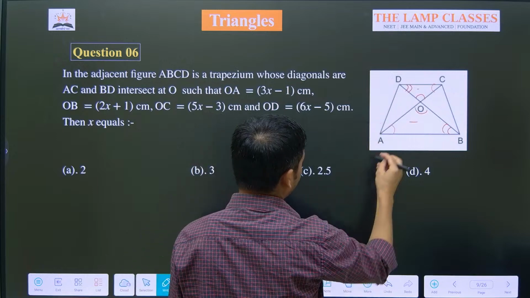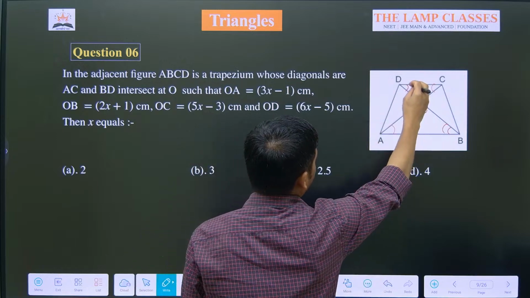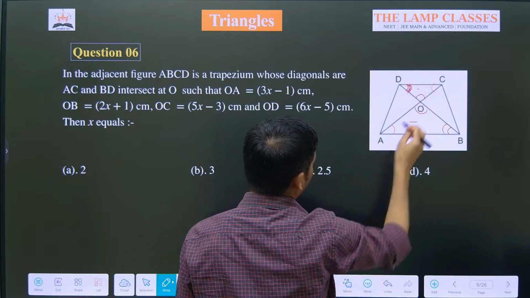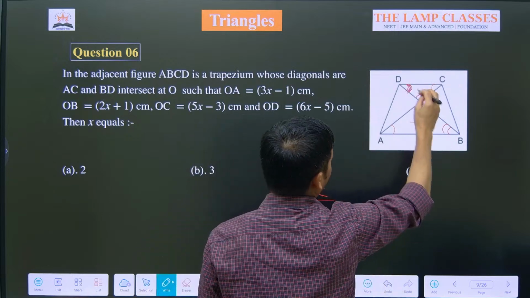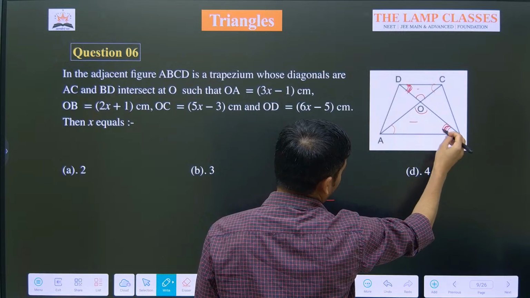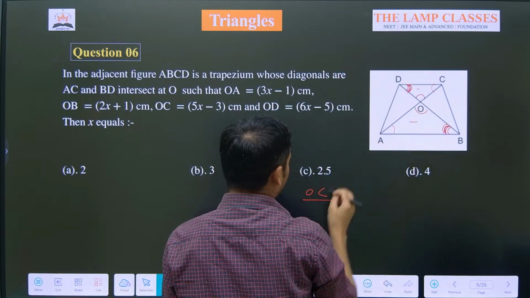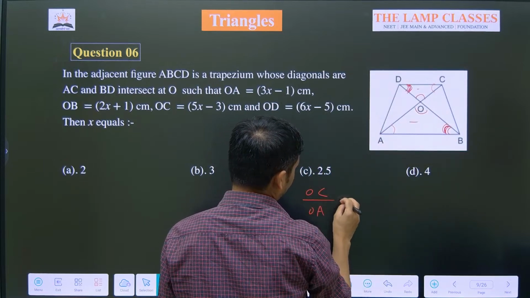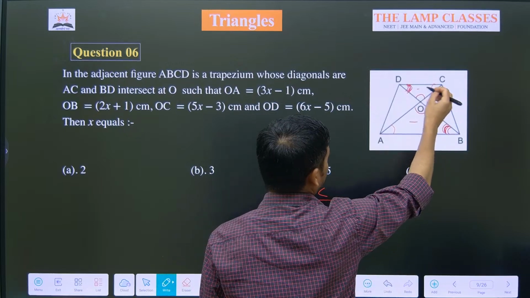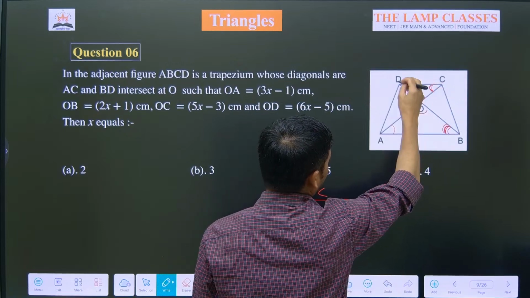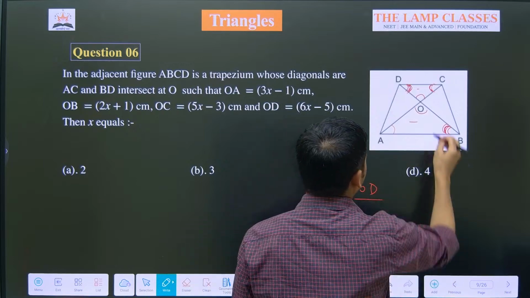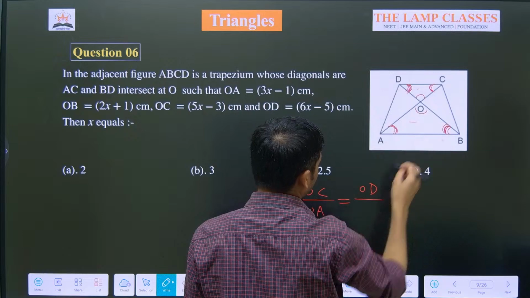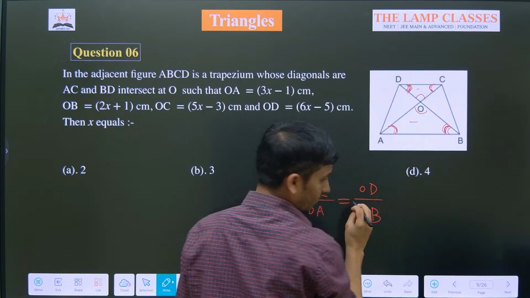So can we say, this angle, what is the side opposite to that? It's OC, upon this angle and this angle are equal. So what is the side opposite to that angle? It's OA, is equal to, let's take this angle, opposite to that angle we have the side length OD, upon this angle and this angle are equal. So opposite to that, the side is OB.